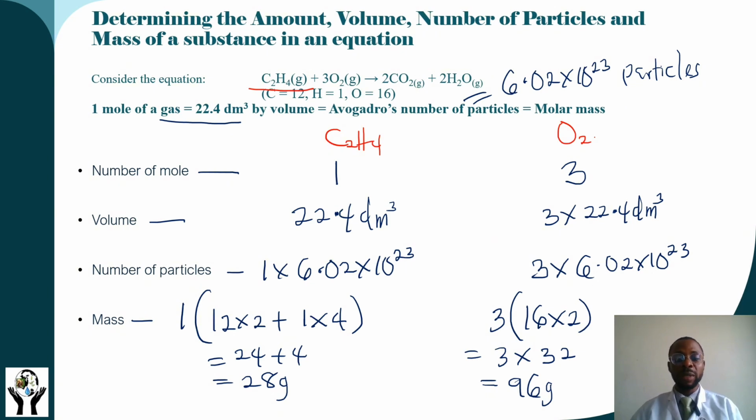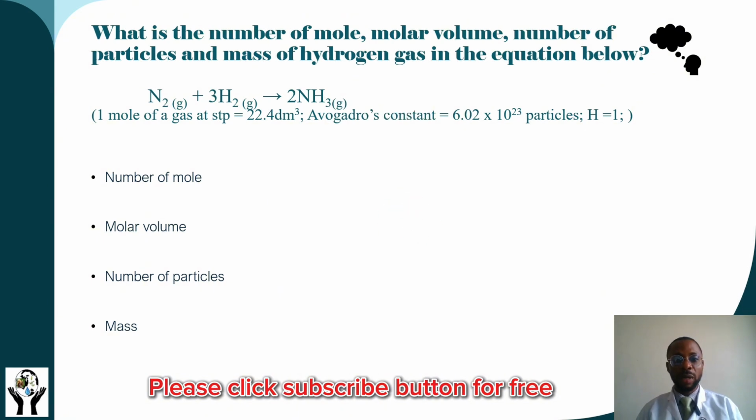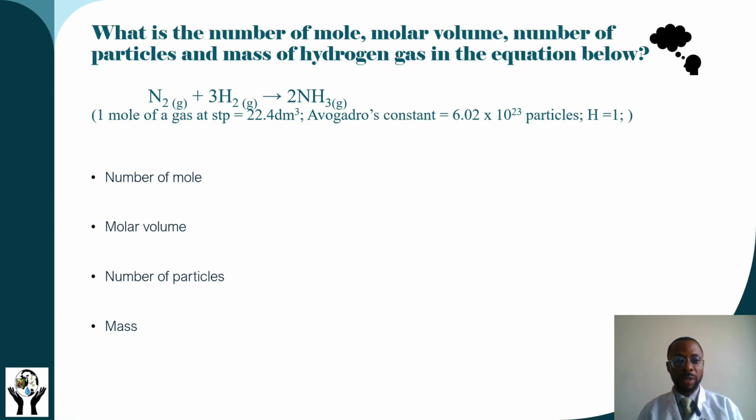So this is how we determine the amount, the volume, the number of particles, as well as the mass of a particular substance in a given equation. So take a pause and try to figure out your own answers for these parameters asked about hydrogen gas in this given equation. And after which you can compare your answers with mine.